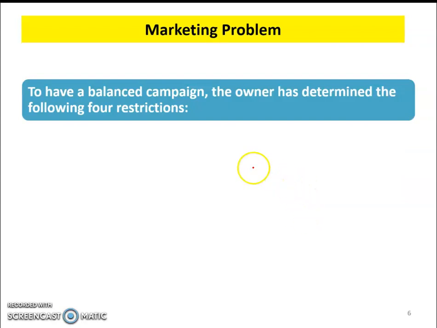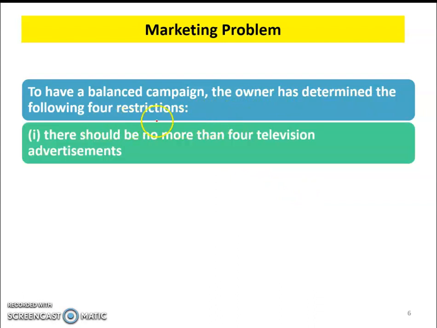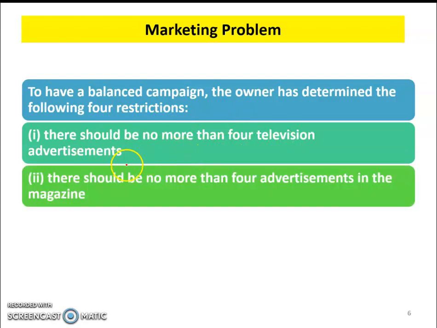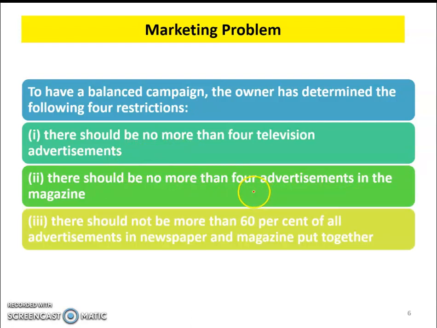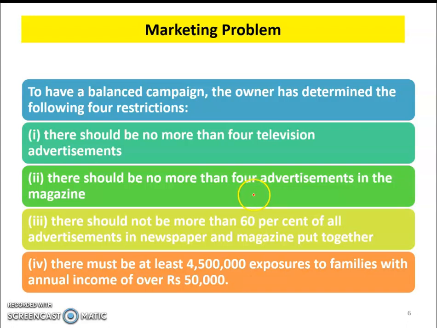Now we have to have a balanced campaign. The owner has determined the following four restrictions. So what are the restrictions? There should be no more than 4 television advertisements. There should be no more than 4 advertisements in a magazine. There should not be more than 60% of all advertisements in newspaper and magazine put together. And there must be at least 4,500,000 exposures to families with annual income of over rupees 50,000.